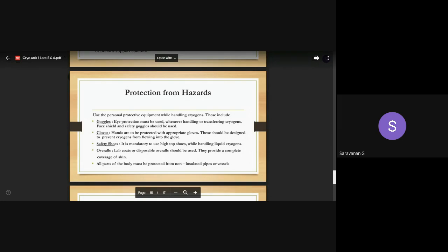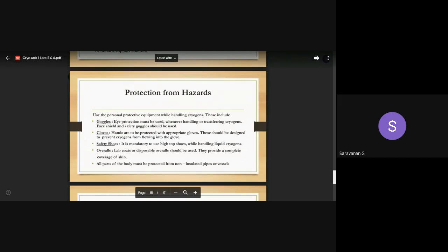Similarly, gloves are one of the important safety measures to protect from these hazards. The hands and legs are to be protected with appropriate gloves and trousers. They should be designed to prevent cryogen from flowing into the gloves. For safety shoes, it is mandatory to use high-top shoes while handling this liquid oxygen, to avoid damage from direct contact with the legs, tissues, and other systems.